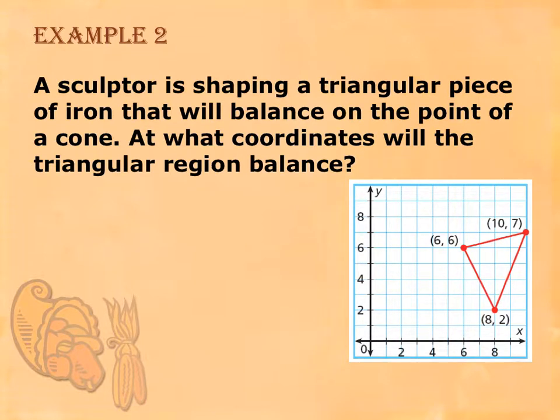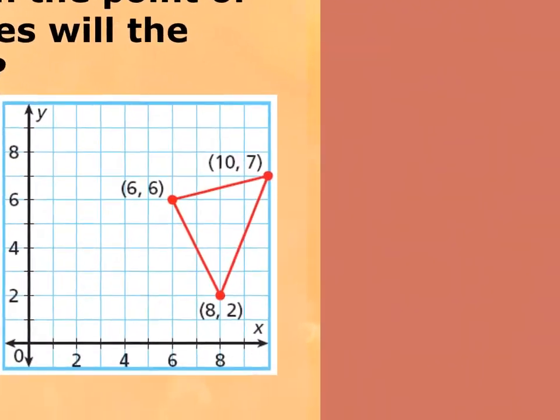Example 2 says a sculptor is shaping a triangle piece of iron that will balance on the point of a cone. At what coordinate will the triangular region balance? So remember, we're looking for the point of balance, which would be the centroid. The way we find the centroid is by finding the midpoint of each side, drawing my median, and then finding the point where they all meet. If you can identify your midpoint easily, like if it's vertical or horizontal, then you can go ahead and do that. But these are not that case.